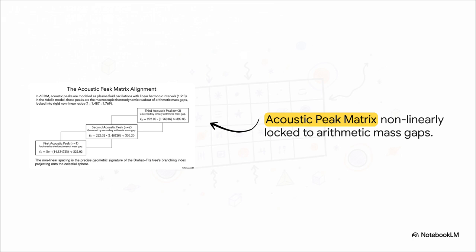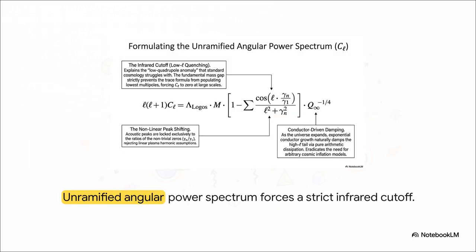the celestial sphere. Let's unpack the unramified angular power spectrum equation here. Notice the logarithmic derivative logic. It reveals how the fundamental mass gap forces a strict infrared cutoff, causing low-level quenching. You see, standard cosmology struggles with this so-called low quadrupole anomaly, but here, the trace formula strictly prevents populating the lowest multipoles. It smoothly drives the spectrum to zero at large scales through pure arithmetic dissipation, completely removing the need for arbitrary cosmic inflation models.